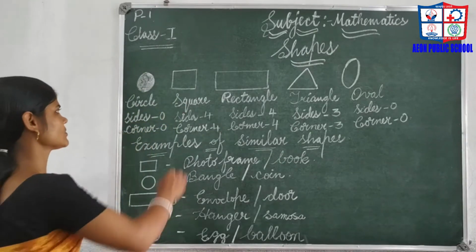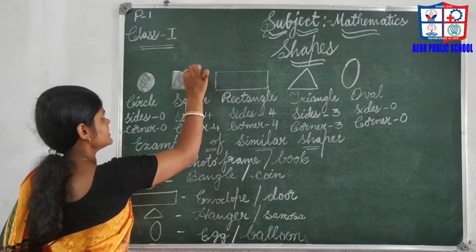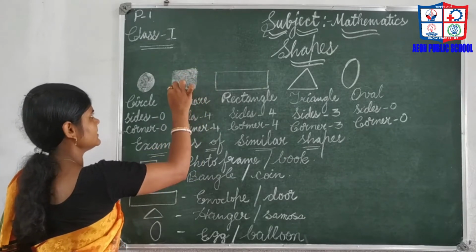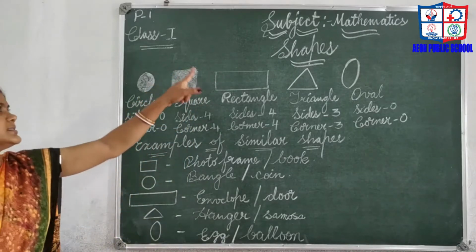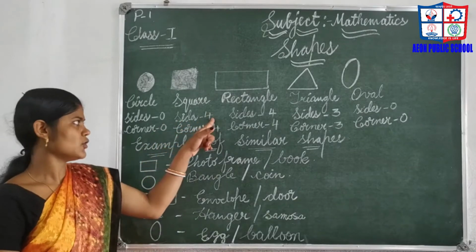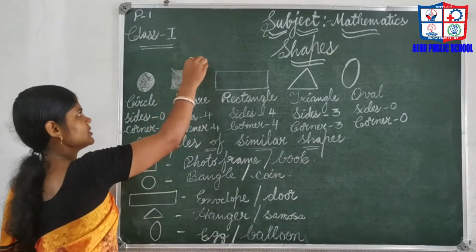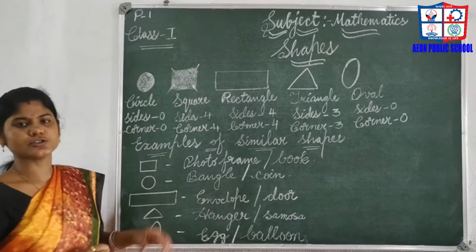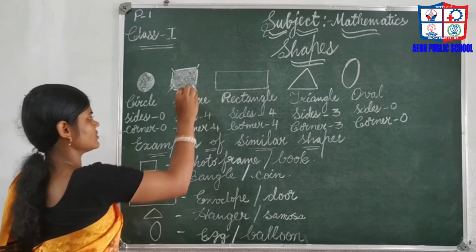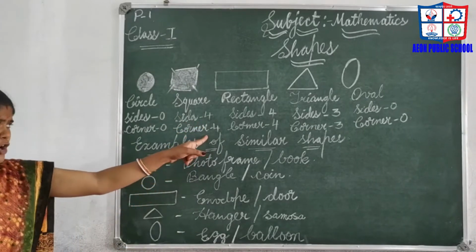Then come to the next shape, that is square. This is the square, is it? So here all sides are equal. These 4 sides are equal. So here sides are 4, and how many corners are there? These are the corners. So corners are also 4, and these sides are also 4. So 4 sides and 4 corners.